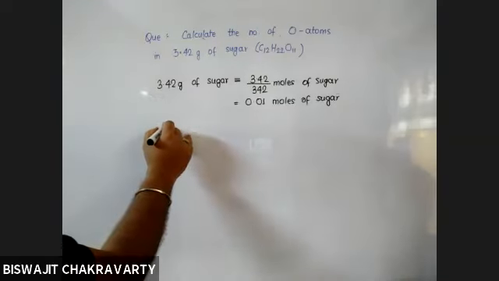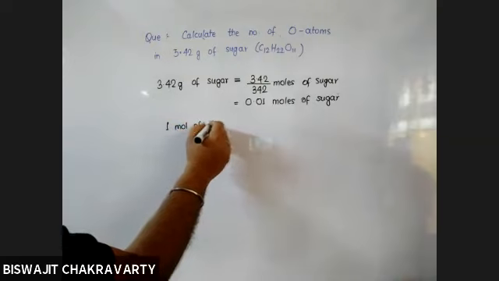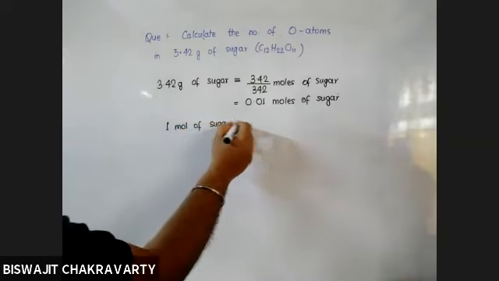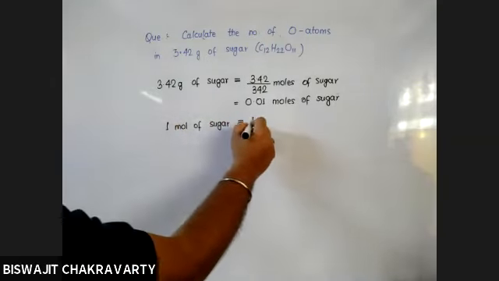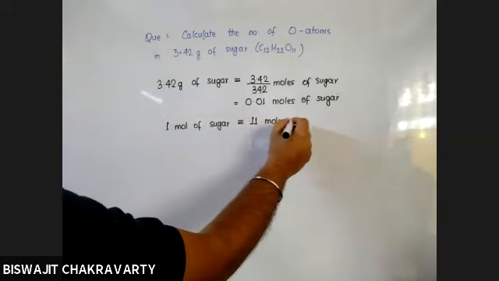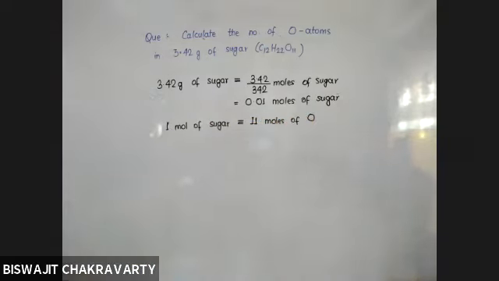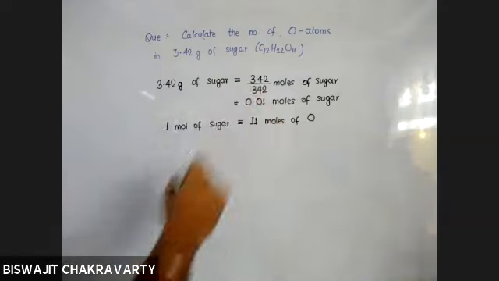Now tell me, 1 mole of sugar has how many moles of oxygen? Sir, 11 into Avogadro's number. No. Moles. 11 moles. Can we write it? Yes or no? I'm not converting into atoms. I'm keeping it in moles. In the final step, I'll convert into atoms. Clear? So 1 mole of sugar contains 11 moles of oxygen.